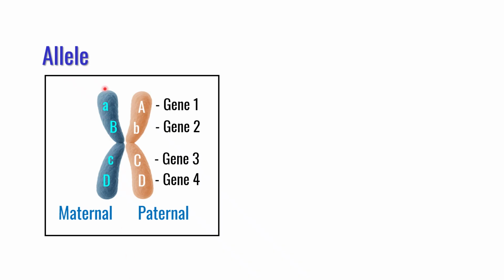I would like to explain allele, which is a difficult concept and may be confusing, so I would like to draw your attention. Here I have shown a homologous chromosome pair showing maternal and paternal chromosomes. So there are four genes A, B, C, D which are shown here. The same genes are also present in the maternal chromosome. So basically at each locus there is an alternative form or a variant of the gene. This is known as allele.